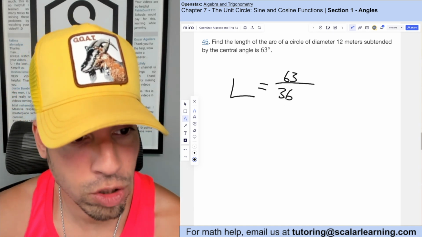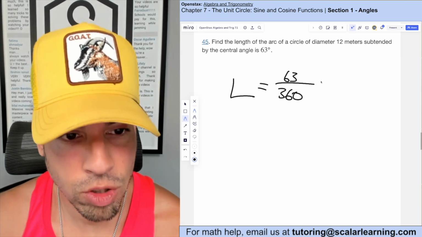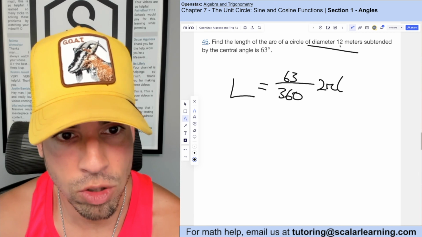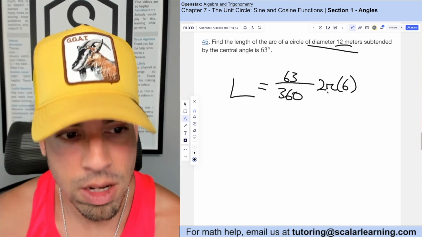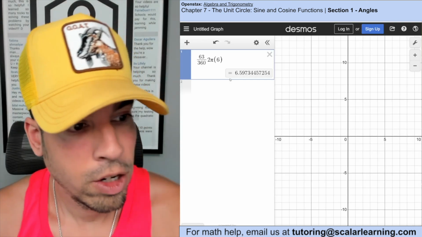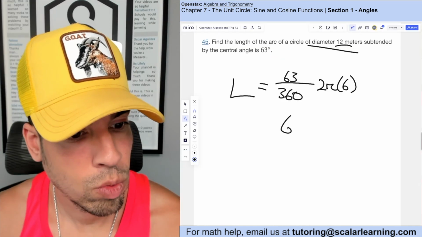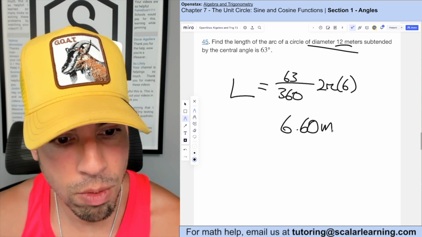Boom, done. So this one, we're doing arc length, which is central angle 63 divided by the total degrees in a circle, which is 360. And then times the circumference, which is 2 times pi times the radius, which is half of that diameter. So if it's 12, that's going to be 6. Now let's plug and chug in the calculator. And here we get 6.597, which rounds up to 6.60. So we'll say 6.60 meters.